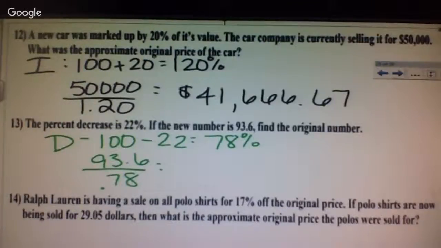Or do we- I got 120. I got 120. Yeah. My original number was 120.